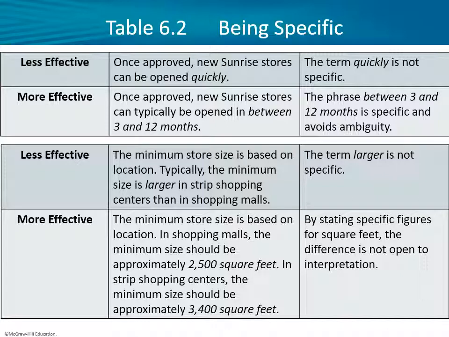Now let's look at the examples from the book. Less effective: Once approved, new Sunrise stores can be opened quickly. Well, we got this adverb, quickly. What do you mean quickly? Within 2 years? Is that considered quick? Five? Is it a couple of days? Maybe they think this is the next day. It probably wouldn't be right. The phrase between 3 and 12 months is specific and avoids ambiguity. So again, instead of just saying quickly, you say between 3 and 12 months.